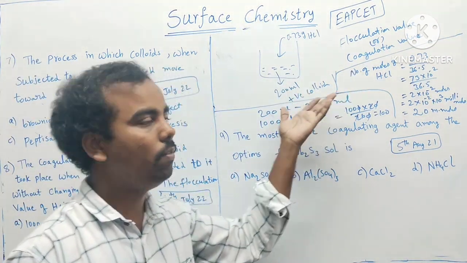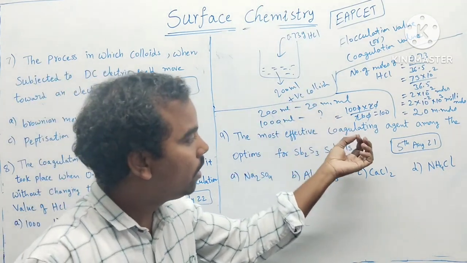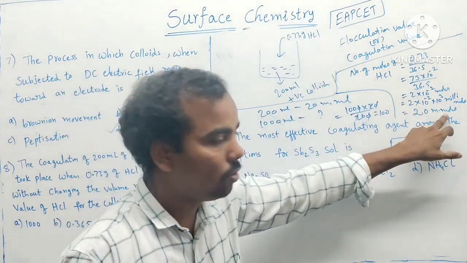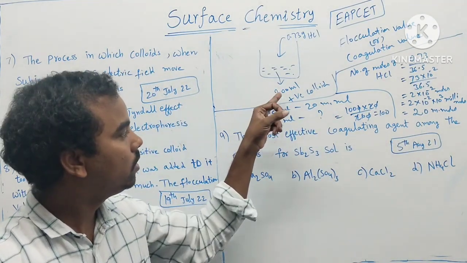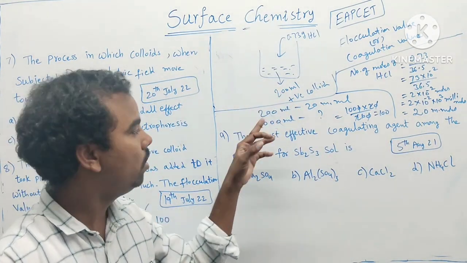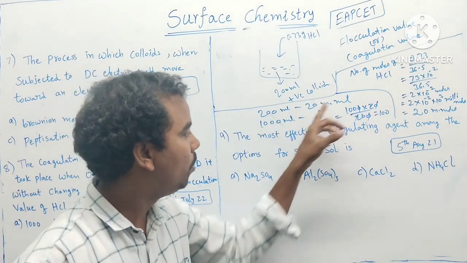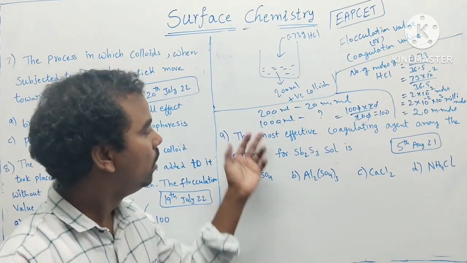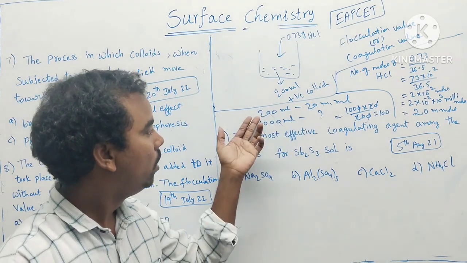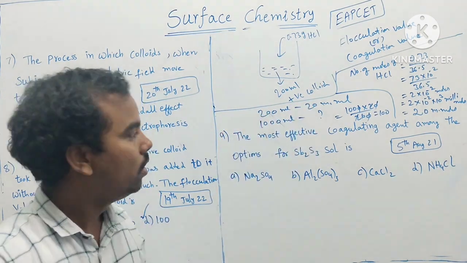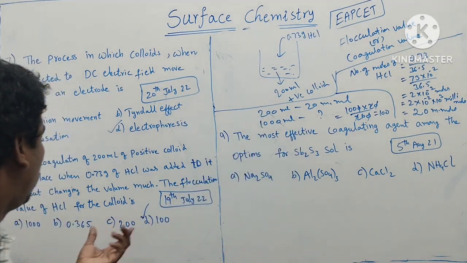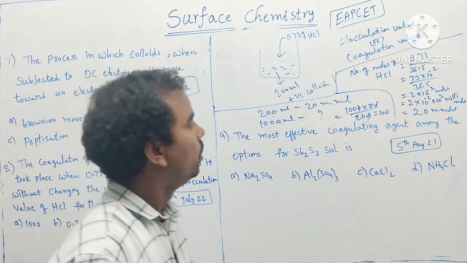Whatever the given value, we calculate the number of millimoles required for 1000 ml of the colloidal solution, but here 200 ml of the colloidal solution is given. For 200 ml, 20 millimoles; for 1000 ml, how many millimoles? Easy, 1000 by 200 means 5, so 20 into 5, so 100. So 100 millimoles are required, so the answer is D.